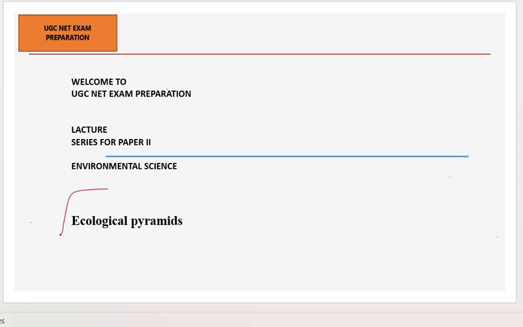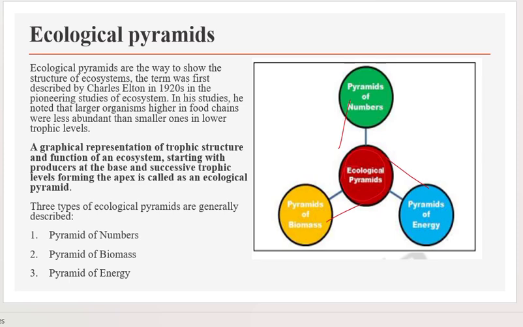In this class we are going to study about ecological pyramids. Okay, so let's begin with the definition of ecological pyramids. What is an ecological pyramid? It is the way to show the structure of ecosystems through trophic levels.